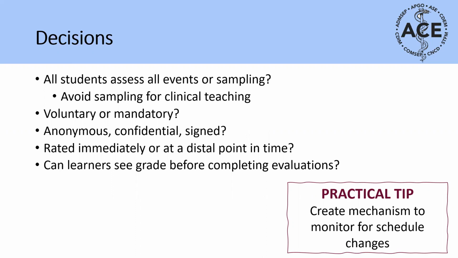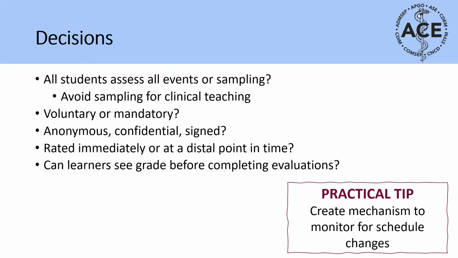The second thing you have to think about is whether evaluations of teachers are voluntary or mandatory. At our institution, they are mandatory and students can't actually get their evaluations until they've completed the evaluations of their teachers. You need to decide if your evaluations are anonymous, so that nobody would be able to figure out the student who evaluated a particular faculty member. Confidential, like the clerkship director and the faculty member don't know, but there is a person in the Office of Assessment who could link the evaluation back to an individual. Or are the evaluations that students complete signed?